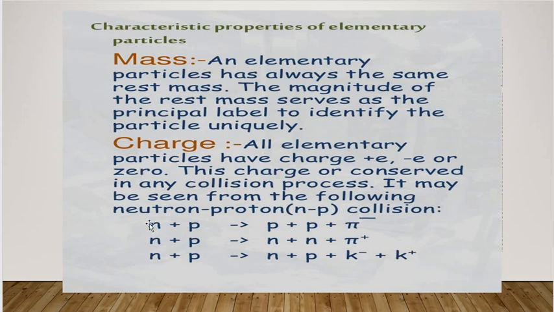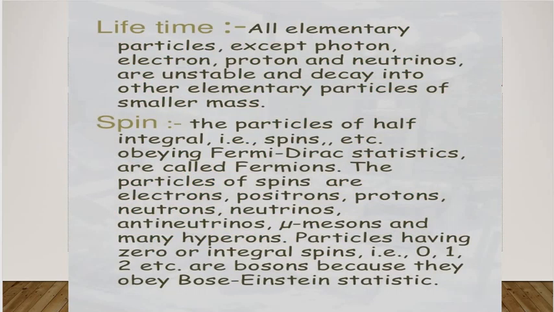So we'll see about these conservations later. We can move to the next property. It is lifetime. All elementary particles except photon, electron, proton and neutrinos are unstable and they decay into other elementary particles of smaller mass.